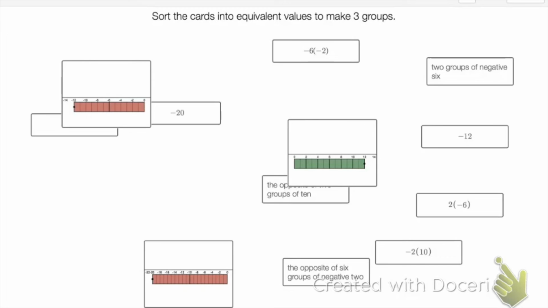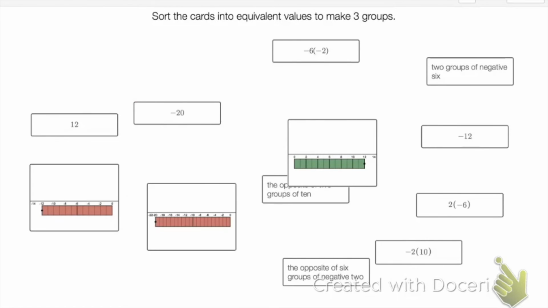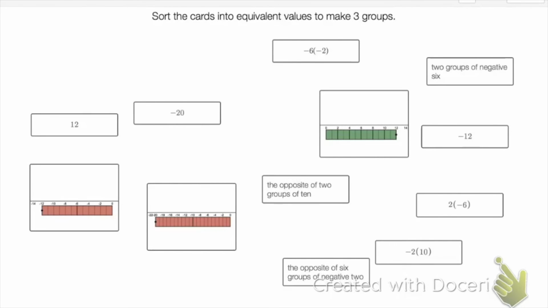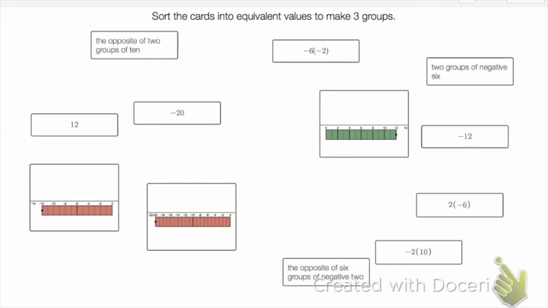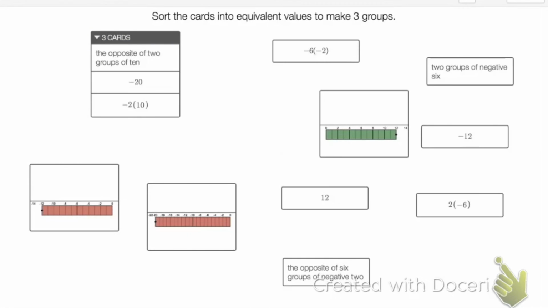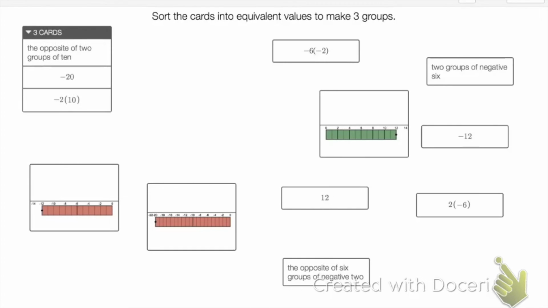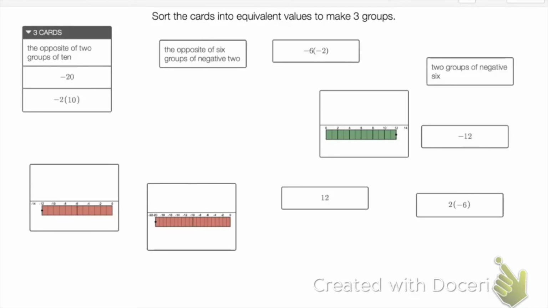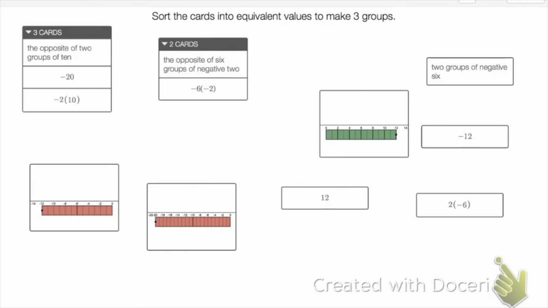So the next slide is going to be almost the same thing. The opposite of 2 groups of 10. So when we mention the opposite, that is the negative. So negative 2 multiplied by 10, and that's equal to negative 20. Okay, we're done with one. We're going to pick the graph later. The opposite of 6 groups of negative 2. So the opposite means negative. 6 groups of negative 2 is right here.